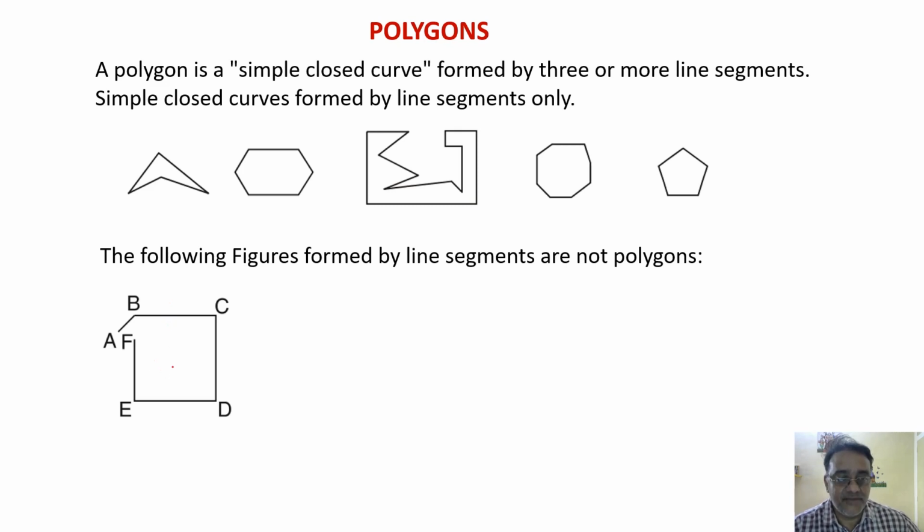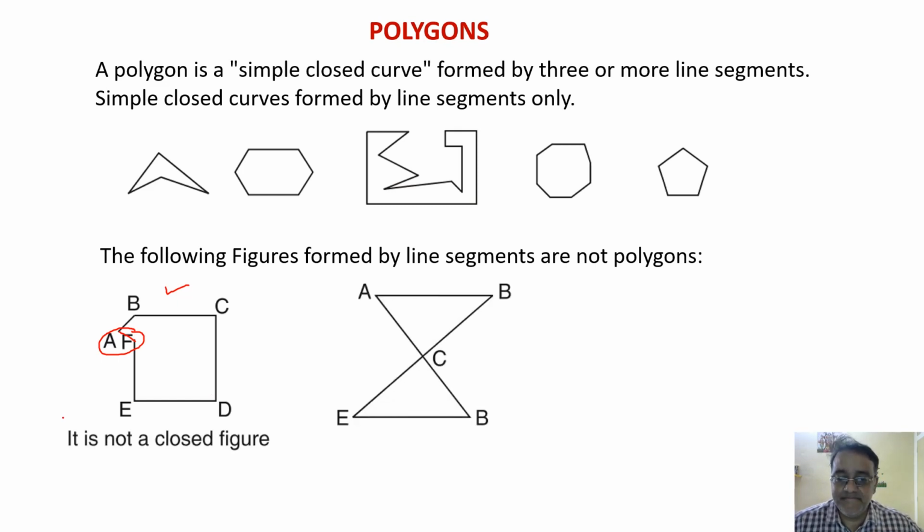See, these are line segments. This figure is formed by line segments. But why is this not a polygon? Sir, it is not closed. Very good. This is not closed. अगर मैं इसको यहाँ पे join कर दूंगा तब ये polygon हो जाएगा, right? And what about this one? Why this?